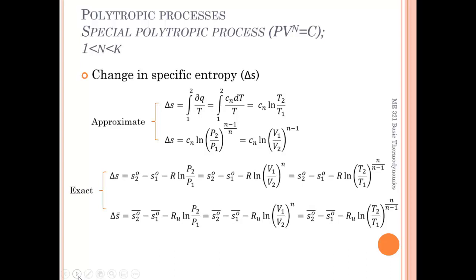The exact solution can be found using these formulas. The one at the top will give you the change in entropy on a per unit mass basis, while the one at the bottom will give you the change in entropy on a per unit mole basis.